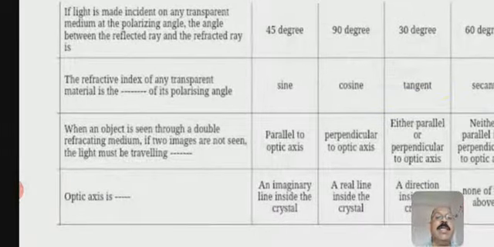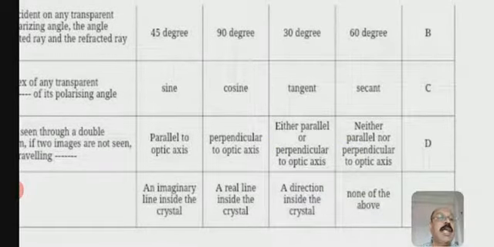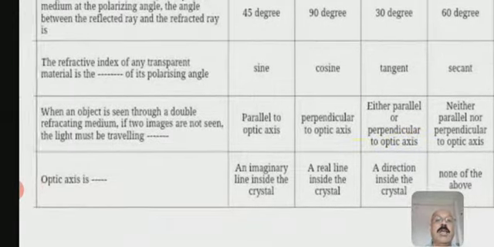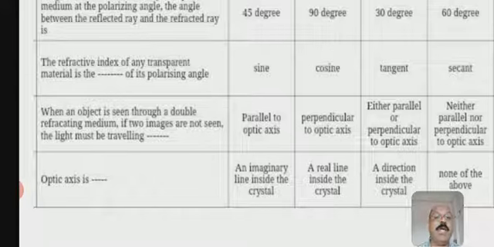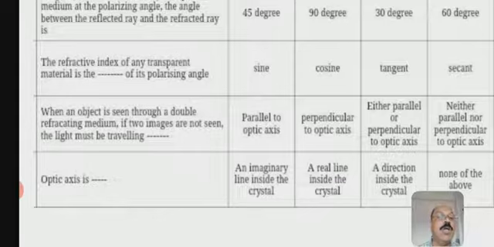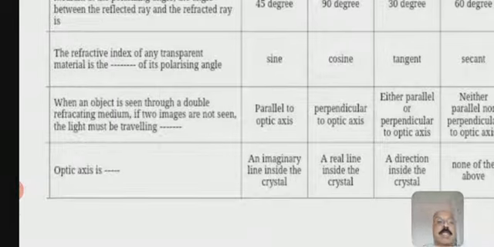The second question: the refractive index of any transparent material is the dash of its polarizing angle, that is, the tangent of the polarizing angle. Third question: when an object is seen through a double refracting medium, if two images are not seen, the light must be traveling dash: parallel to the optic axis, perpendicular to the optic axis, either parallel or perpendicular to the optic axis, neither parallel nor perpendicular to the optic axis. Option D must be correct. It is neither parallel nor perpendicular to the optic axis.